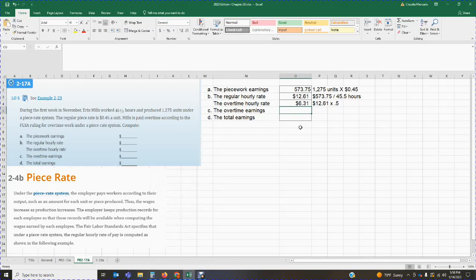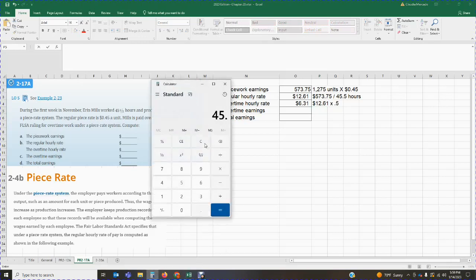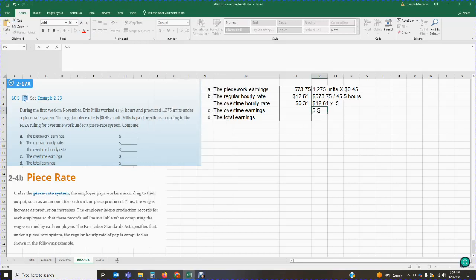Now that we've got the regular hourly rate and we've calculated the overtime hourly rate, we can calculate the overtime earnings. To calculate the overtime earnings, we have to figure out how many hours this employee worked overtime. Well, a regular week is 40 hours. This employee worked 45 and a half hours. So that means that the employee worked 5.5 hours overtime.